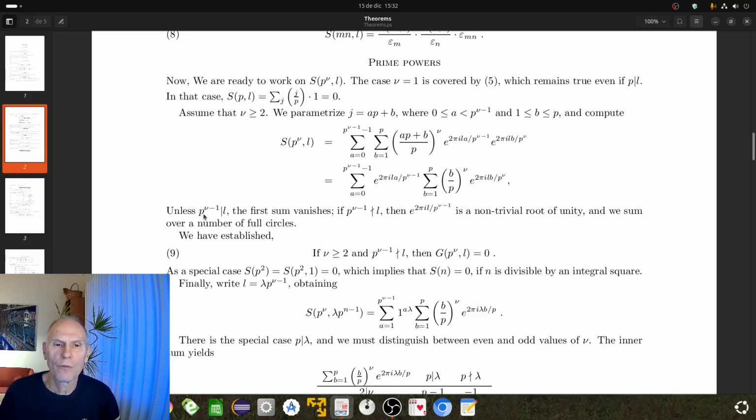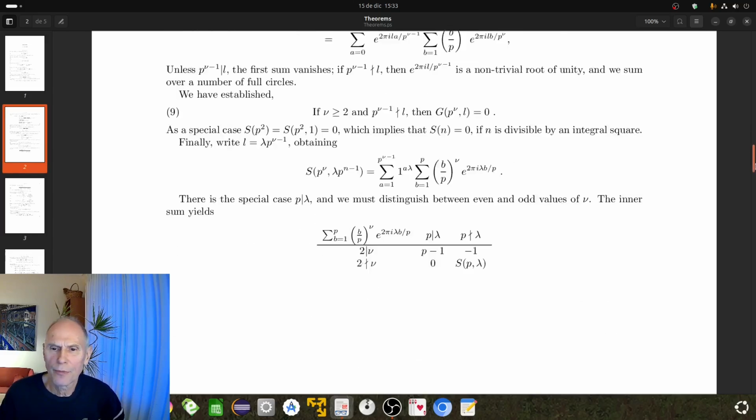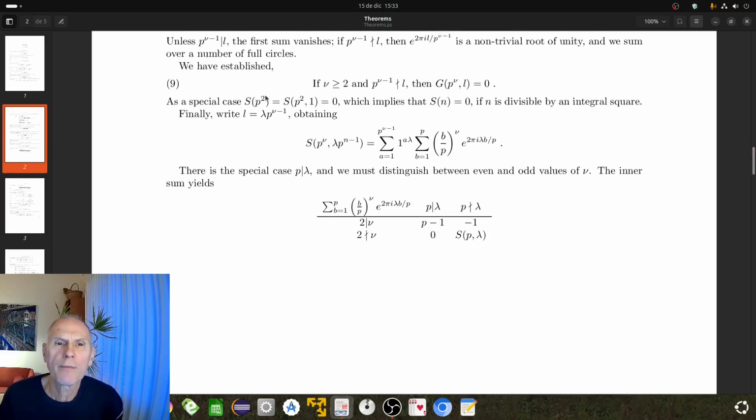So we must assume that L can be written as some lambda times P to nu minus 1. Let's just call it n minus 1. Oh, yeah. It's because they use nu in the book as prime powers. So that was the first result. Then we must compute what this gives, and we can do that explicitly.